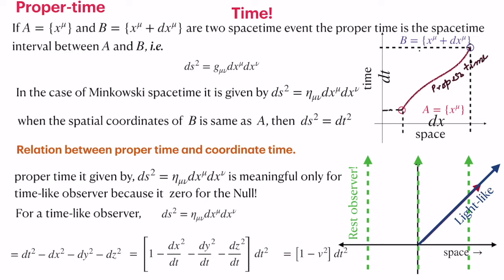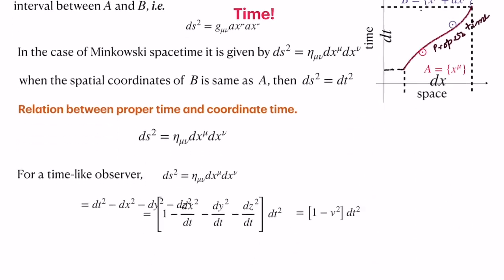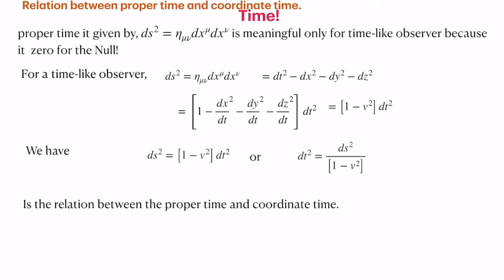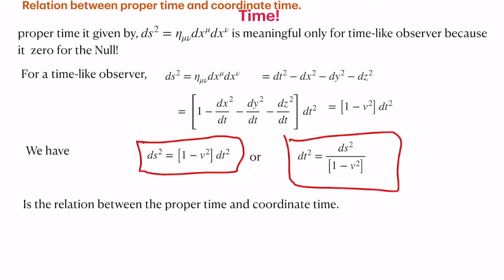The proper time becomes 0 when it moves at the speed of light. So this way one can relate the proper time to the coordinate time with this relation: ds² is equal to (1 minus v²) dt², or dt² is connected with ds² with this relation. Both relations show how time can be transformed from one frame to another. Because we see that time dilation essentially is the interpretation of this result, that the time for a moving observer would always look lesser. So this is a way of interpretation.